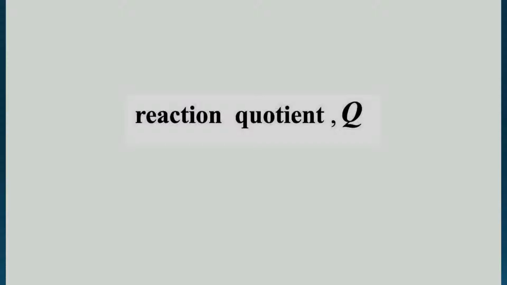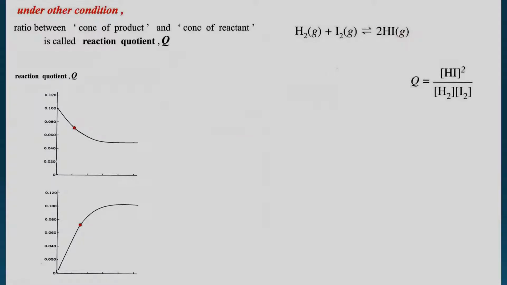Reaction quotient. On other conditions, this ratio of product and reactant is called the reaction quotient, as it means they have not yet reached equilibrium. The equation will be the same, product over reactant, same as the K that you calculate. Now I will demonstrate to you.